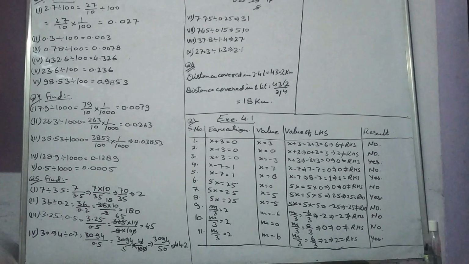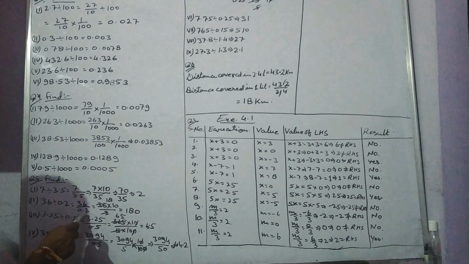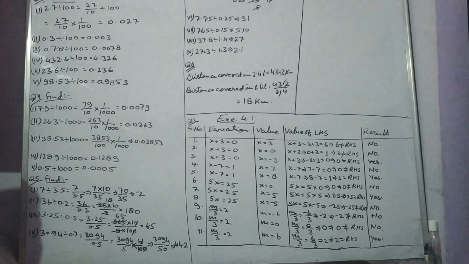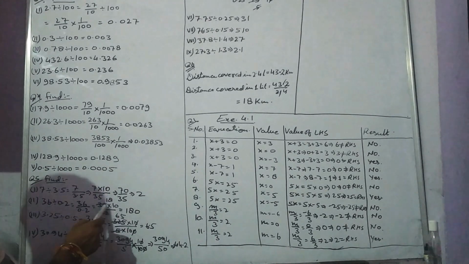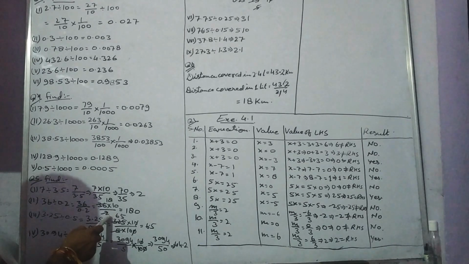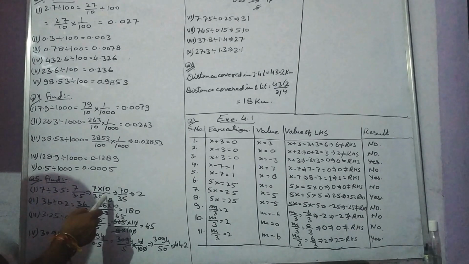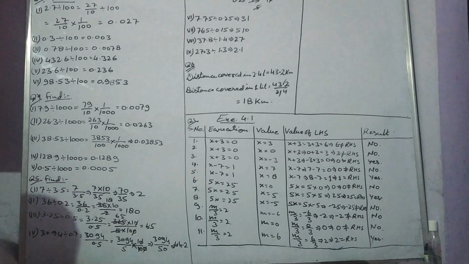Next, 36 divided by 0.2. So 36 upon 0.2 it will become. Because the decimal is one place earlier in the denominator, it becomes 36 into 10 upon 2. 2 will divide 36 eighteen times, and 18 times 10 is 180.